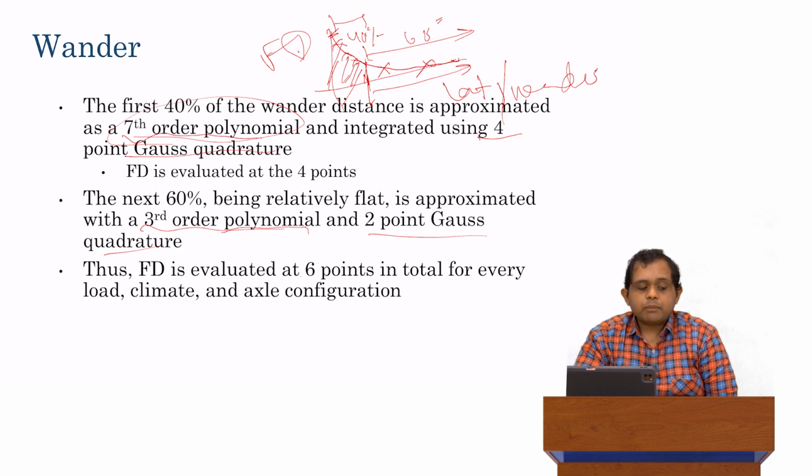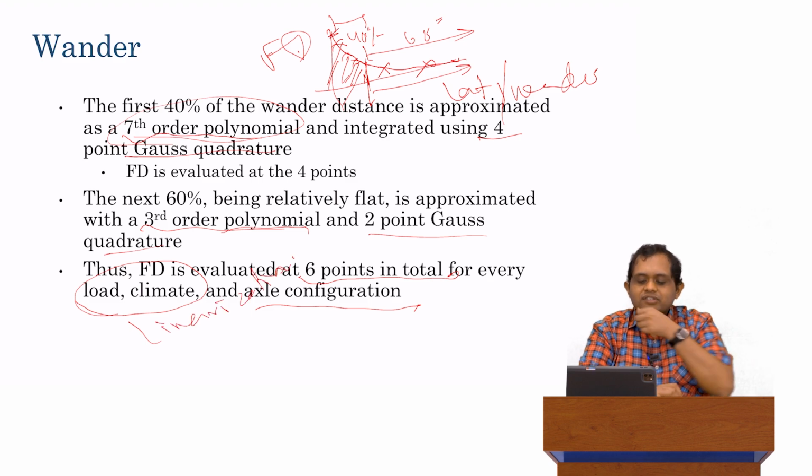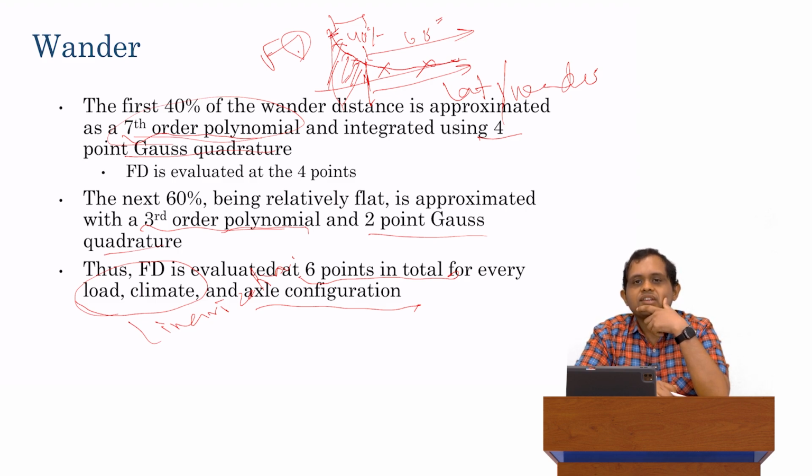Thus, the fatigue damage is evaluated by placing the load at 6 lateral positions, which are these 6 Gauss points. This is done for every axle configuration, for every combination of load and climate which comes out of linearization, which we talked about in the previous class. As you can see, what we have effectively done is increase the number of evaluations by a factor of 6. That is the price that has to be paid.